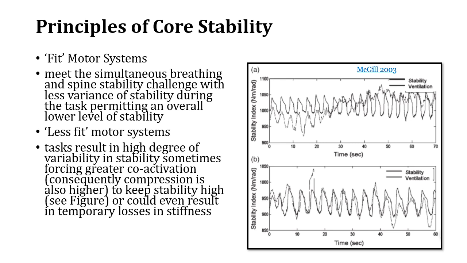This is an example of a less fit motor system in which the individual is getting excessive recruitment and variability of recruitment that can not only lead to temporary losses in stiffness, but can also add the increased spinal compression that has been described previously in the slides, and which is touted by McGill and other researchers as being somewhat detrimental over time as a preferential recruitment pattern and stabilization pattern of the lumbar spine.